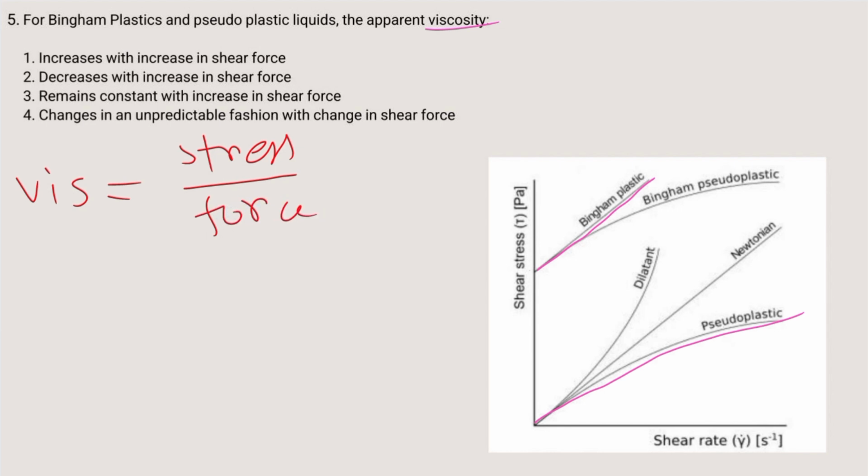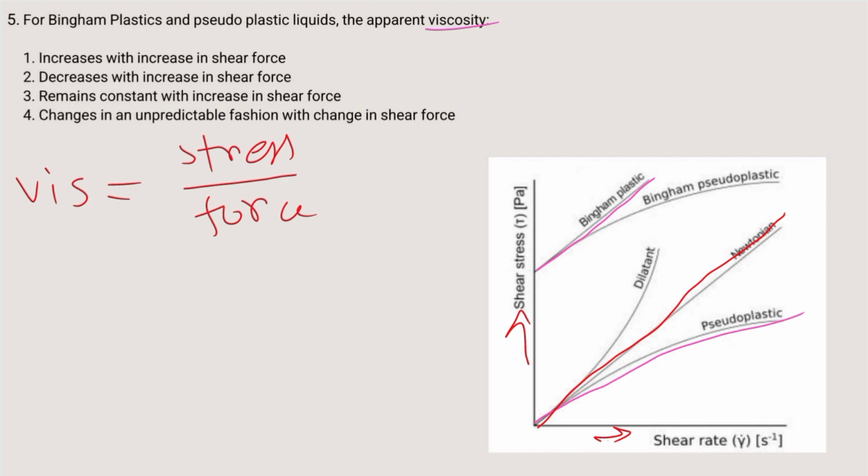So that is the force. Now see, in the graph, the shear rate is on the y-axis and the shear stress is on the x-axis. This one is the only Newtonian fluid, and the rest are non-Newtonian fluids. In the Newtonian fluid, if you are increasing the shear rate, the shear stress will also increase in an exponential way.